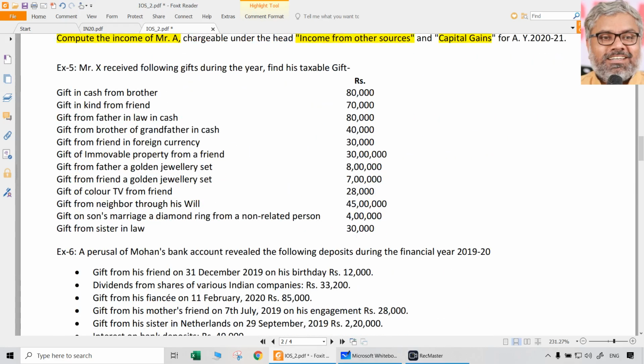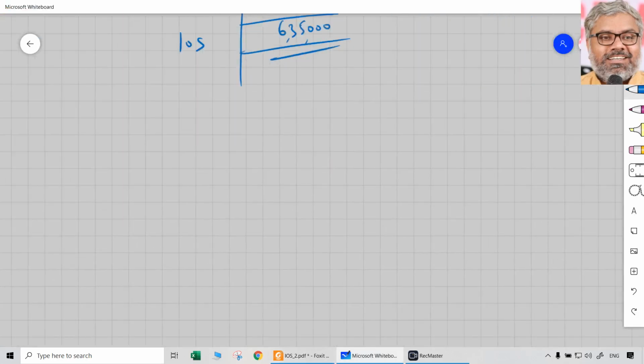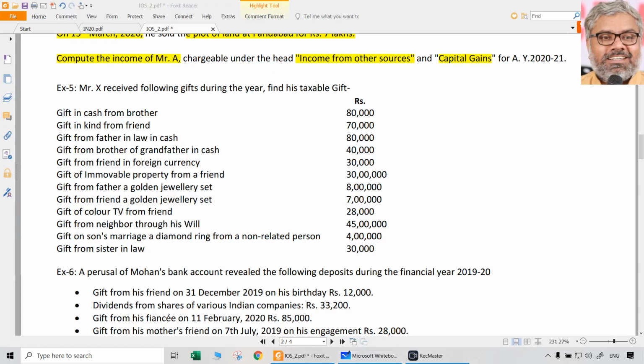Then exercise number 5. I think these types of questions we can easily do by taking only those items which are gifts and which are not gifts. Of course, in the examination you have to follow a proper presentation: particulars, amount, description, etc. Those things should be there in the exam. But right now, let us just quickly discuss whether it is taxable or not taxable. Simple. If it is taxable, we'll include it. If it is not taxable, we'll not highlight it. That means we can find only the final taxable gift.